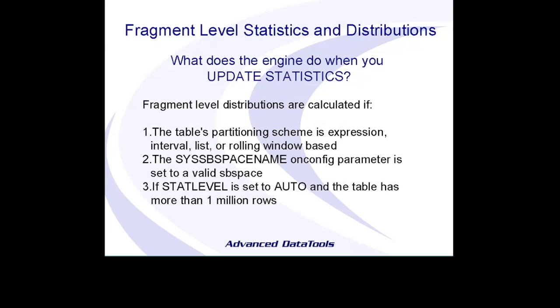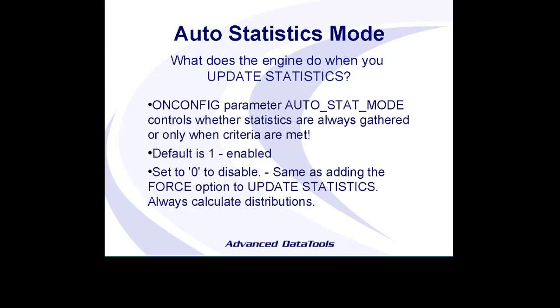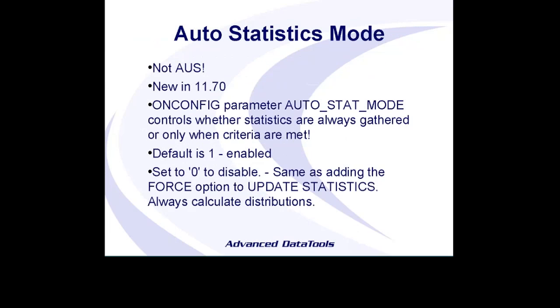So, auto statistics mode. In your onconfig file, there's a parameter AUTO_STAT_MODE. This does not have anything to do with AUS or the auto update statistics feature, but it is new in 11.70. It controls whether or not the statistics and distributions are actually calculated. When it's turned off, when it's set to 0 and disabled, then the behavior of update statistics is the same as it was in 11.50 and earlier versions.